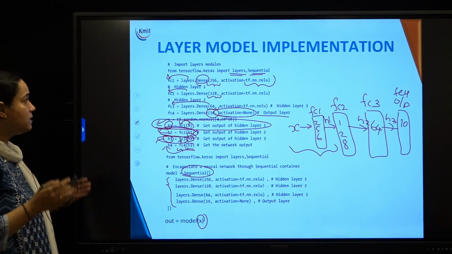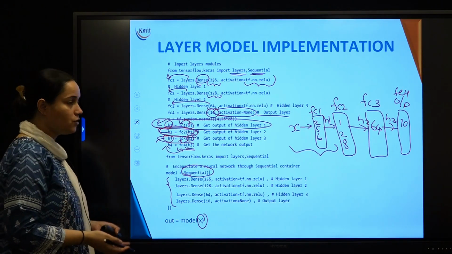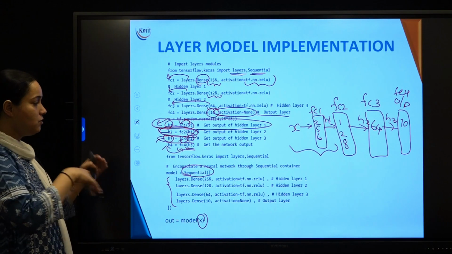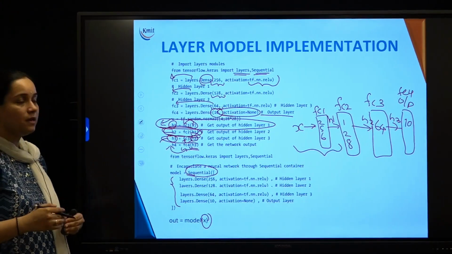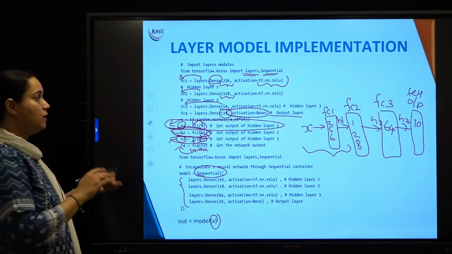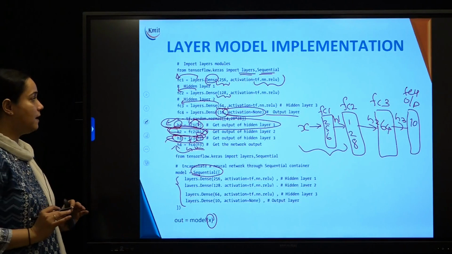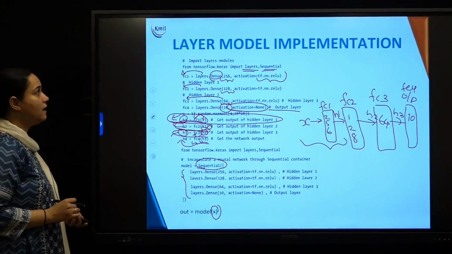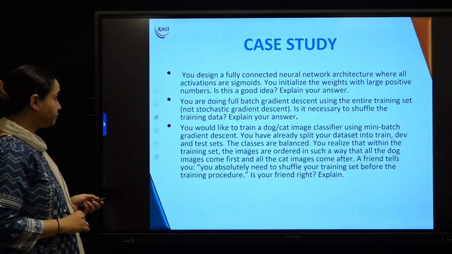All you have to do is define how many nodes you are choosing and what type of activation function you want in those layers, and give the connections between these layers, and your model is built. You pass the input, get the output out of it, as simple as that. So this is how you created a layer by layer model implementation of a neural network.